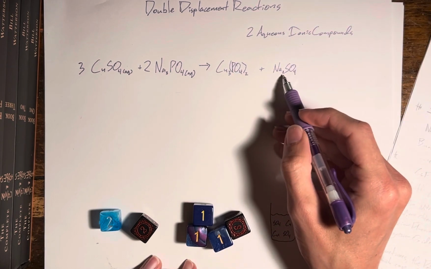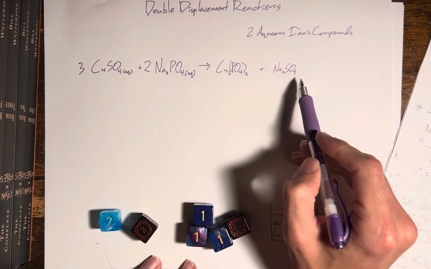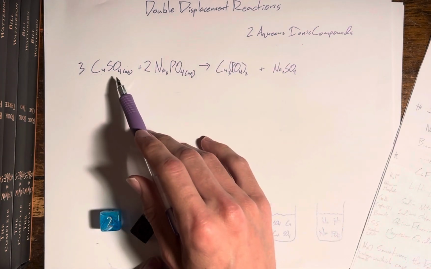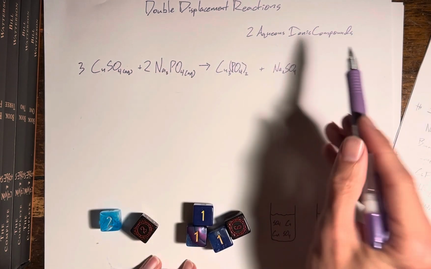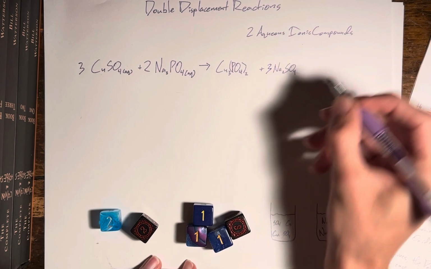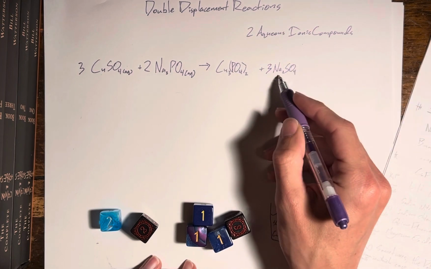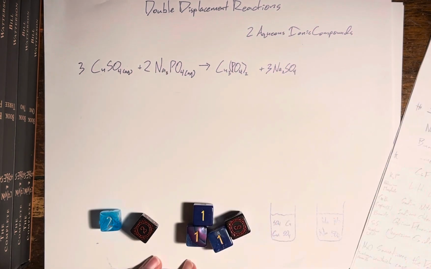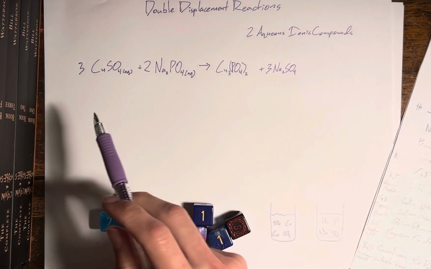However, we don't just have 2 sodiums, right? We have 6 sodiums, and we don't just have 1 sulfate, we have 3 sulfates. So what does our coefficient need to be? It needs to be 3. That way we have 3 sulfates and 6 sodiums. There we have it. There's our balanced equation.